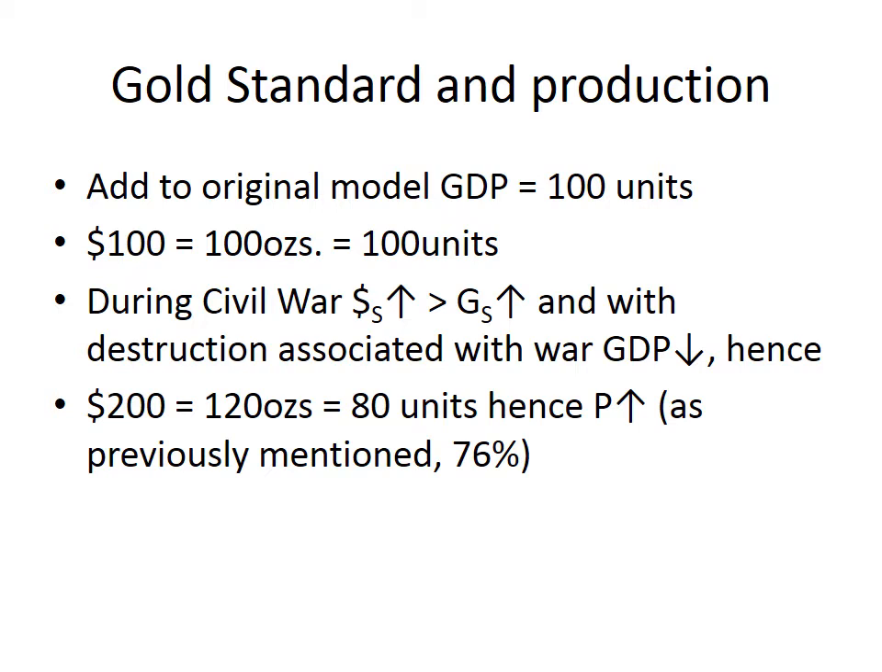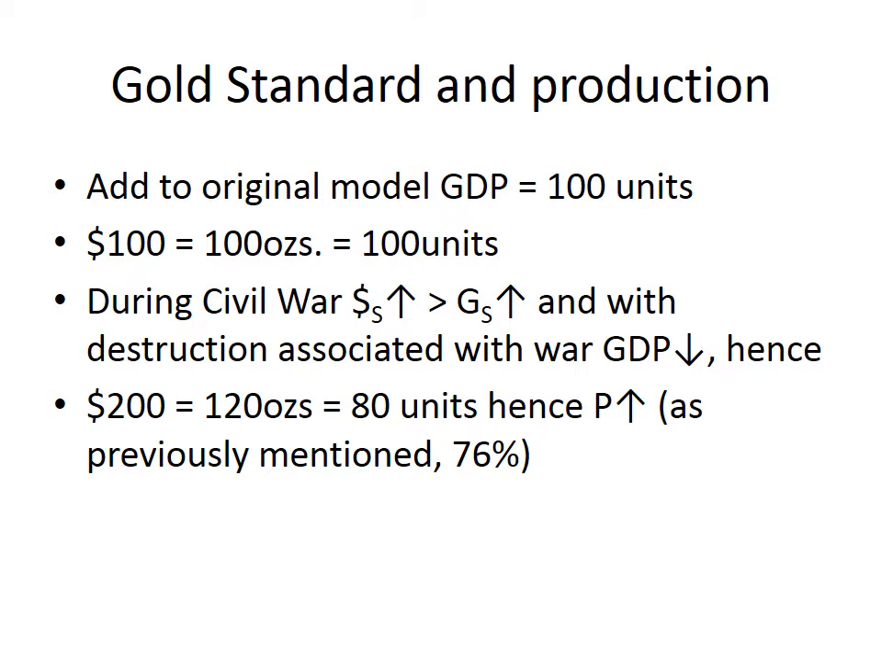Well, during the Civil War, we have the supply of money go up greater than the supply of gold, which we saw in a previous slide reduces the value of the money. With the destruction associated with the war, productivity also went down. And so what you have is $200 in currency, which we had from the previous slide, 120 ounces of gold. Well, now you have 80 units of production because of the wartime devastation. Well, that means your price is going to go up. This is, as previously mentioned, 76% inflation.